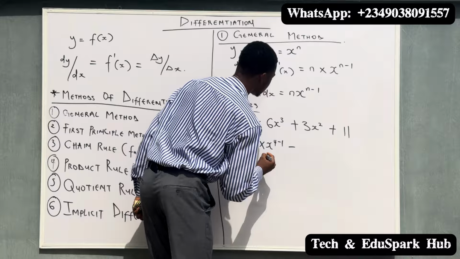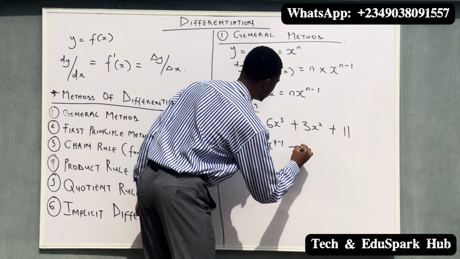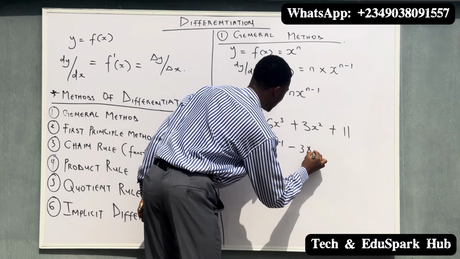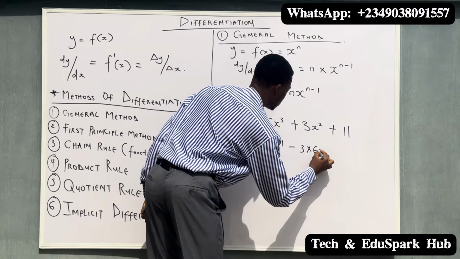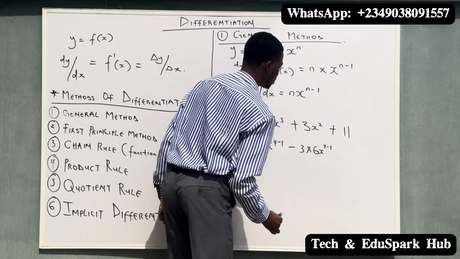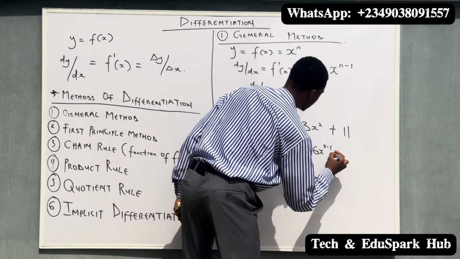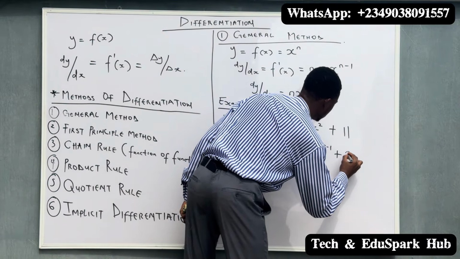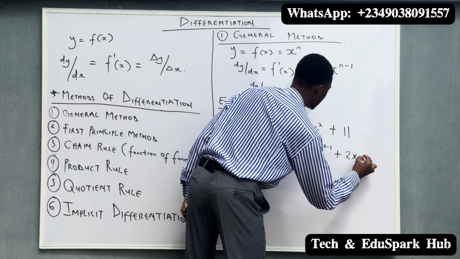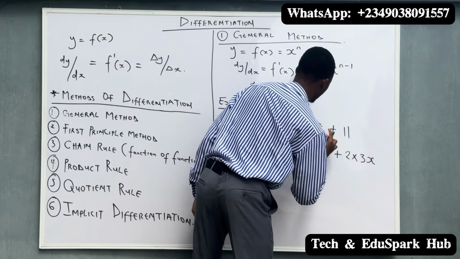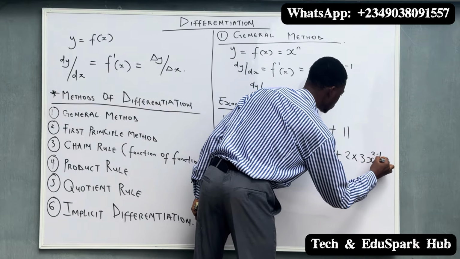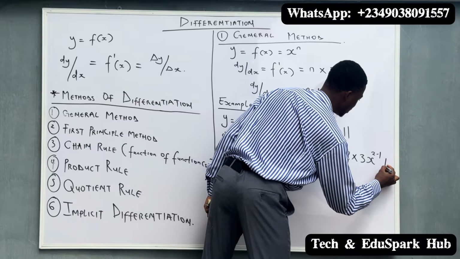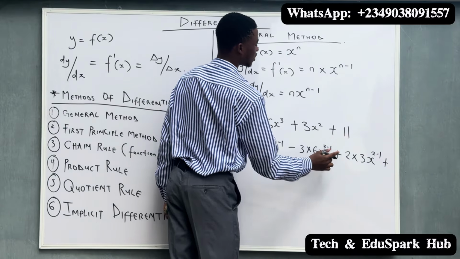So we have minus, and the same thing for this 6x cubed. So we have 3 multiplied by 6x raised to power 3 minus 1. And we have plus, so we repeat the same thing for this 3x squared. So we have 2, which is the power, multiplied by 3x raised to power 2 minus 1. And lastly, we have 11. So when you differentiate a constant, you get 0.